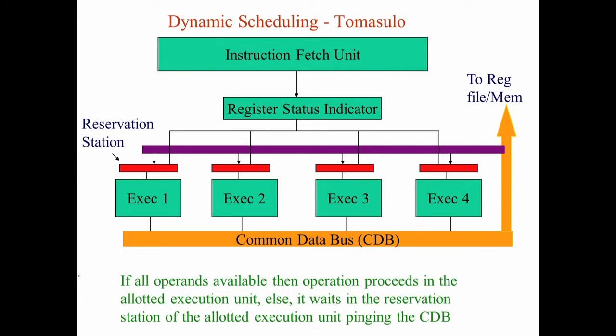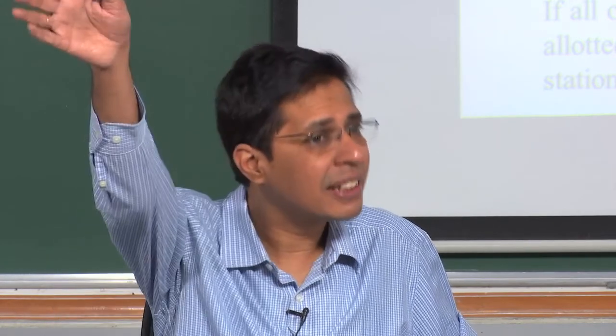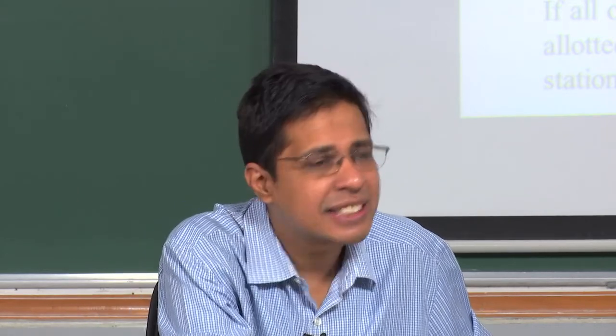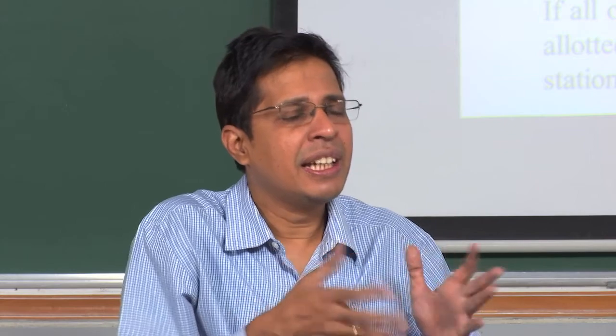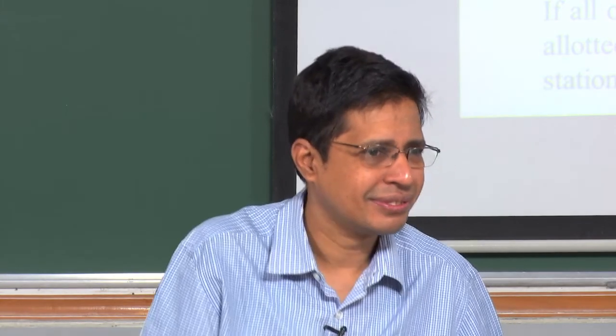Now if all the operands are available, then the operation can proceed. If some of the operands are not available, then the operation has to wait. And where will it wait? It will wait in the reservation station. So I had add R2, R3, R4. R3 is not in the register file, it is being computed by execution unit 4, that I will know in the register status indicator. So I know that in add R2, R3, R4, the R3 value is not available to me, it is currently being computed.